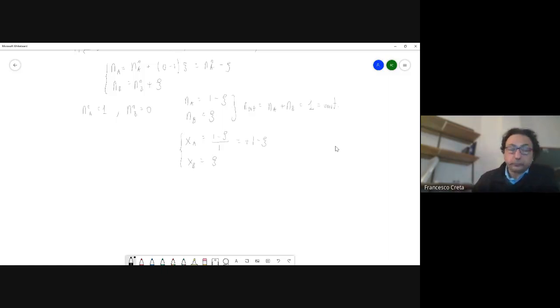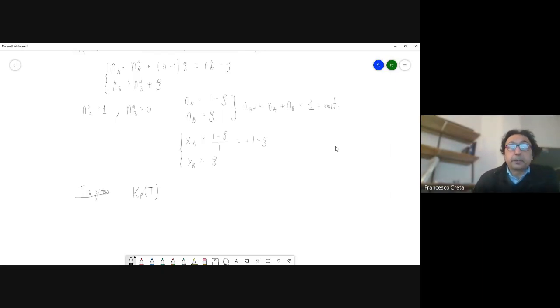The temperature is given. So T is a constant. So I can calculate the equilibrium constant, which is Kp of T. So this is a number that's a constant. Remember what it was? It was the exponent of minus delta G0, et cetera, divided by RT.